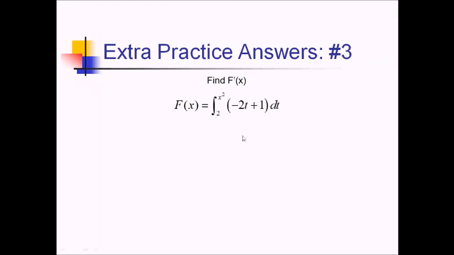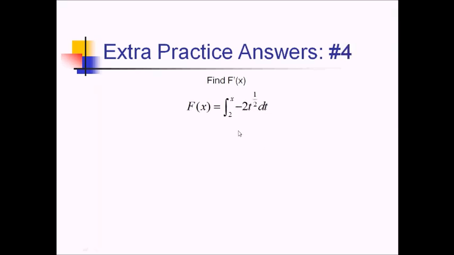For this one, to take the derivative of this integral, we have to plug our upper limit into the dummy variable. So this is just going to be negative 2 times x squared plus 1 times a tail of 2x, the derivative of x squared. And then multiplying all this out, this is going to be negative 4x cubed plus 2x.